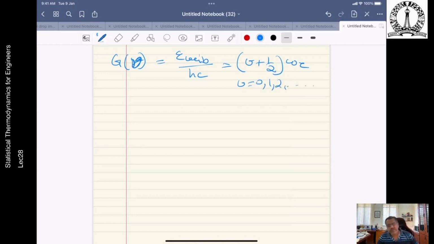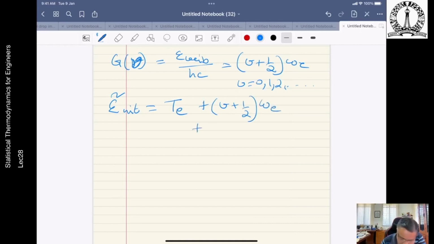Once we know these two expressions of FJ and EV, we can write the internal energy as TE plus (V plus half) omega E plus J into J plus 1 into BE. All these are in centimeter inverse. If we look at the associated energy level diagram, this is how it should look.